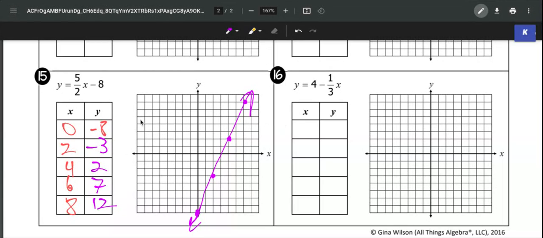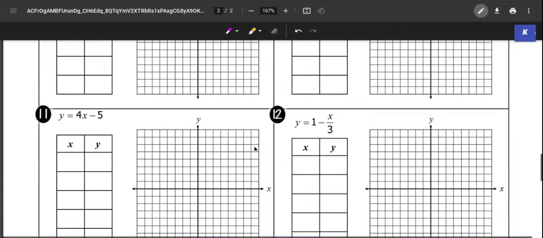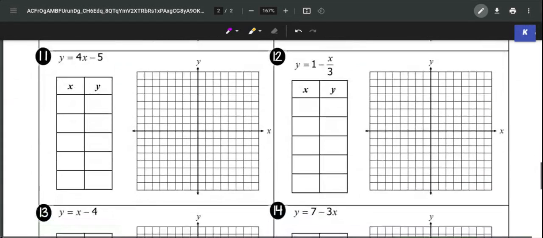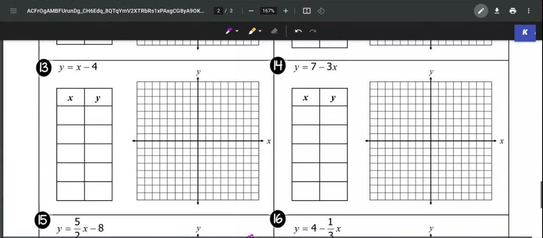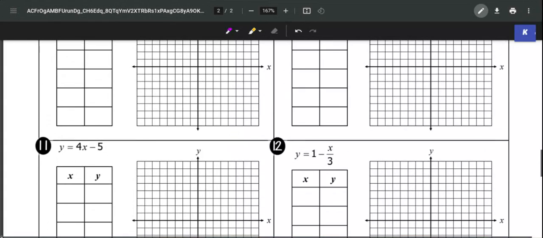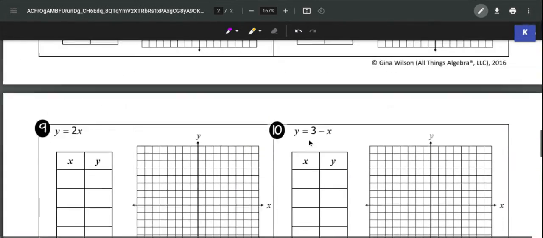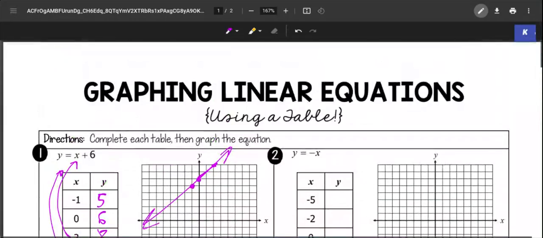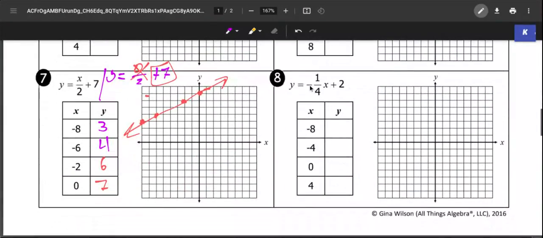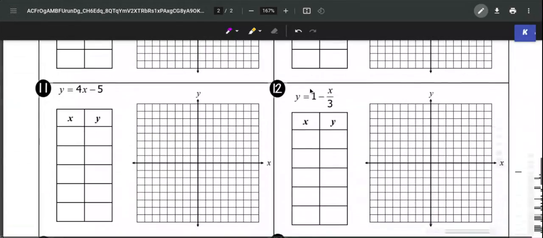I think for the rest of the problems 9 through 16, I'll make sure that when this is uploaded, you have all the x values. That way you don't have to plug in a bunch of weird stuff because you'll end up with fractions and it's not fun graphing the fractions. So on all these, you'll have the x values. So just make sure you're looking at the correct homework that's uploaded.